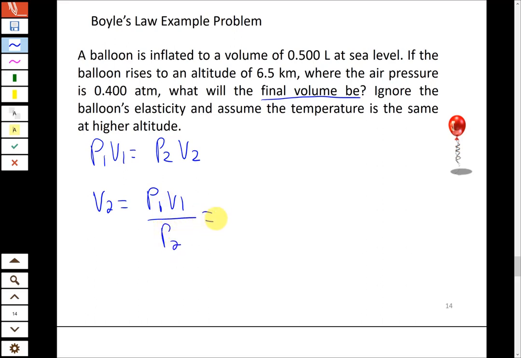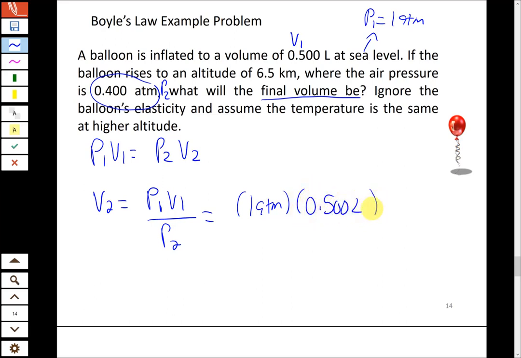So what we're told is that the initial volume V1 is 0.5 liters. We're at sea level, which tells us that we can assume the initial pressure is 1 atmosphere. It may not be exactly that, but it's close enough. And then this is our P2, the final pressure that we go to. So we just have to plug everything in. P1 is 1 atmosphere. For problems like this, with pressure and volume, the units you use are up to you as long as you're consistent. So V1 is 0.5 liters.